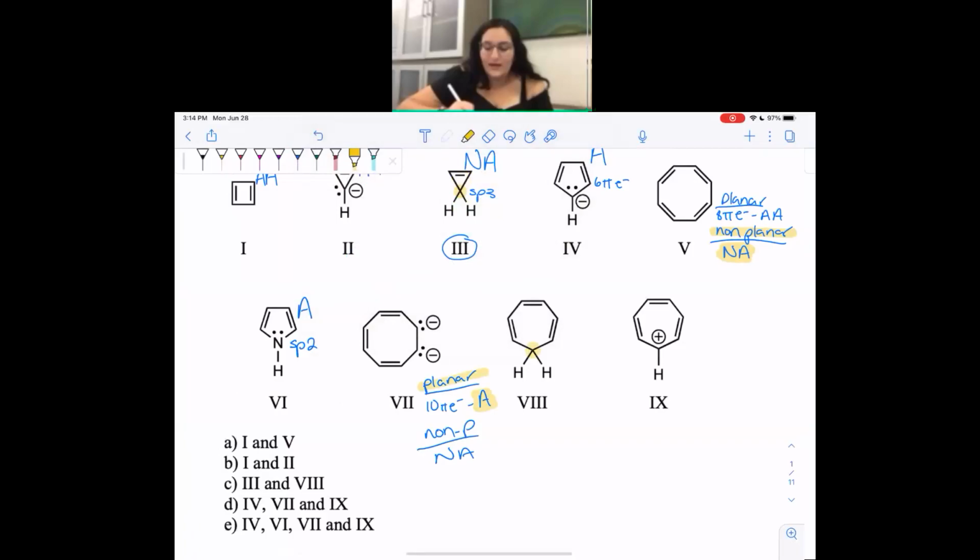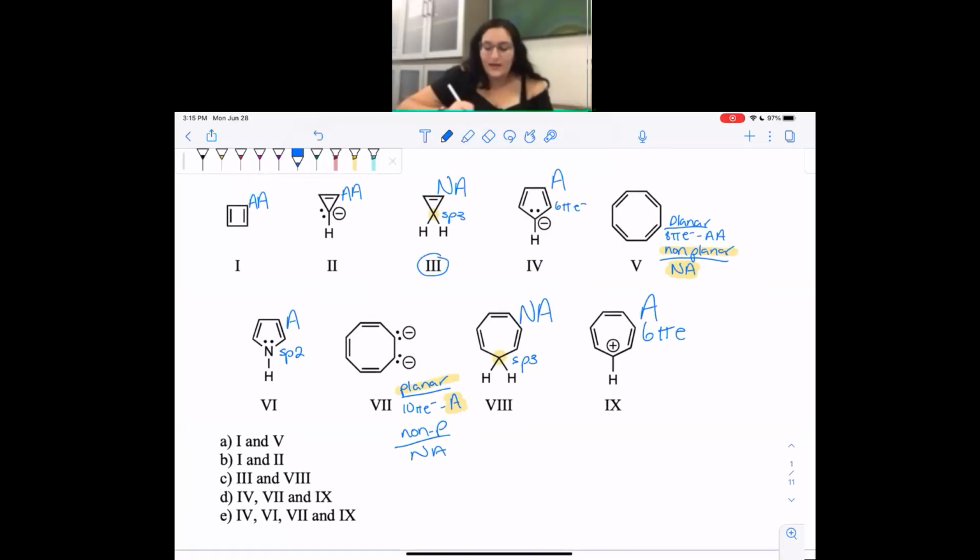Next up, first and foremost, we see that sp3 carbon, so we know it's non-aromatic. For the last one, we see that this one has a plus charge, so it is cyclic planar fully conjugated, and there are 2, 4, 6 pi electrons, which make this aromatic. So we see that 3, 5, and 8 are all the correct answers. Or they're all non-aromatic, I should say.